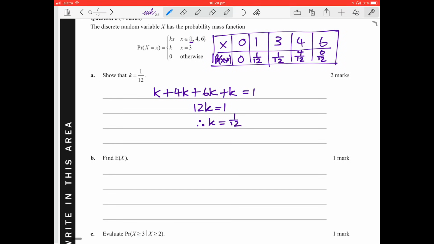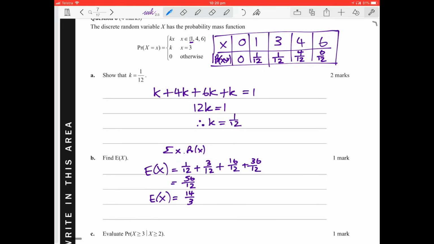Now, our expected value is the sum of x times the probability of x. So 0 times 0, 1 times 1/12, so 1/12. 3 times 1/12, 3/12. 4 times 4/12, 16/12. 6 times 6/12, 36/12. So we're going to get 56/12. Divide them both by 4. 14 on 3. That's our expected value.